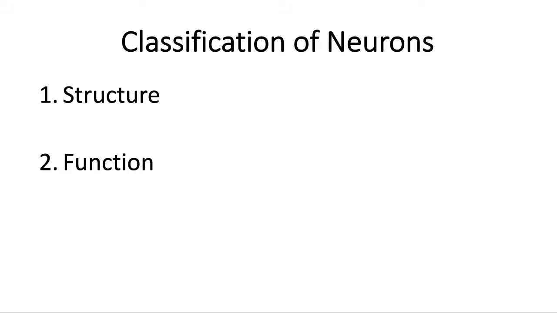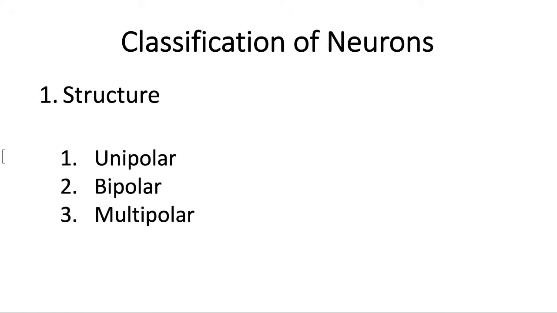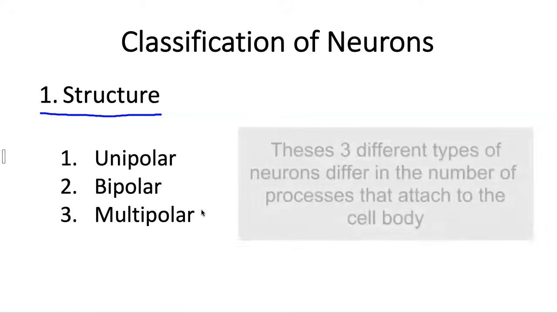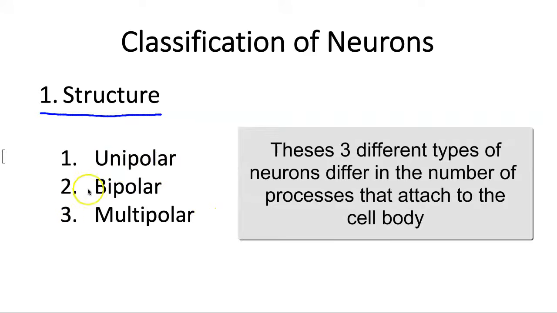Neurons are classified in two different ways. They're classified either based on structure or based on function. So let's take a look at the structural classification first. There are three different types of neurons based on structure: unipolar, bipolar, and multipolar. And the way that these differ is just in the number of processes that are attached to the cell body. Unipolar has a single process, bipolar, two processes, and multipolar, more than two, many.